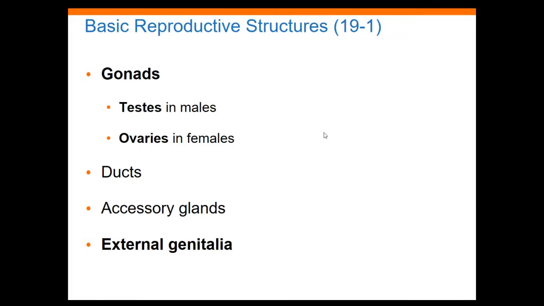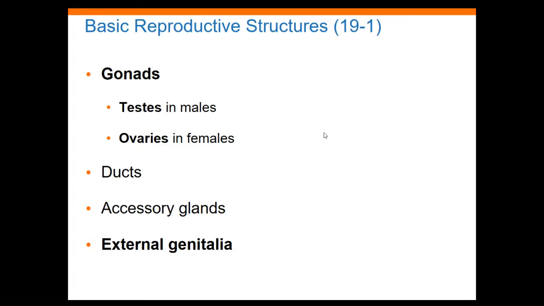Just some terminology as we get into the reproductive system. I'm starting on page 640 in your book if you want to follow along. The gonads are the actual reproductive structures where the reproductive cells are produced. For the males, that's the testes, and for the females, that's the ovaries. So the gonads are the places where we get the sex cells, the sperm and the eggs. And then we have ducts, and those are going to vary. The male has a much more extensive duct system than the females. We've got some accessory glands, the majority of those in the male.